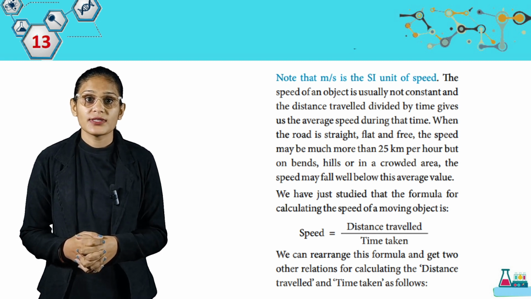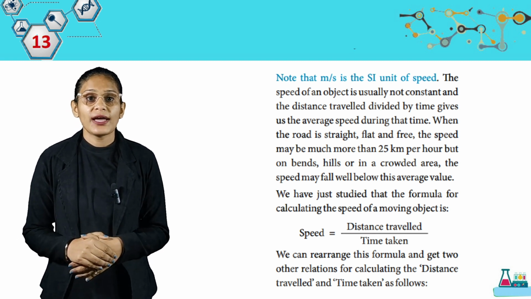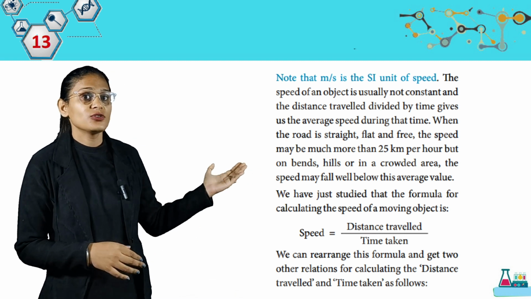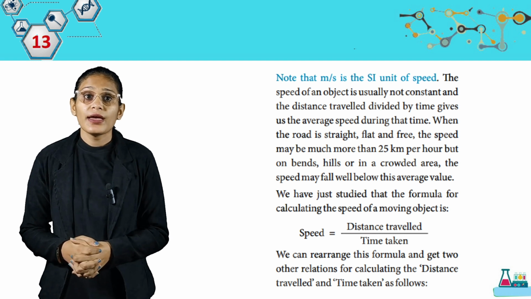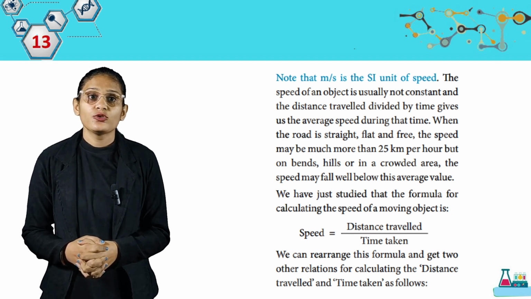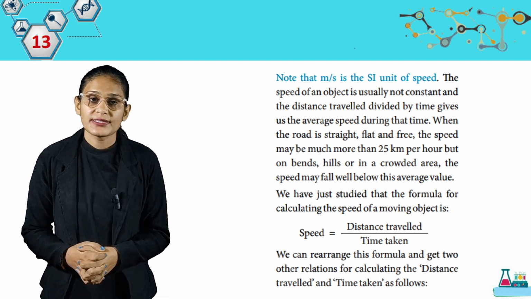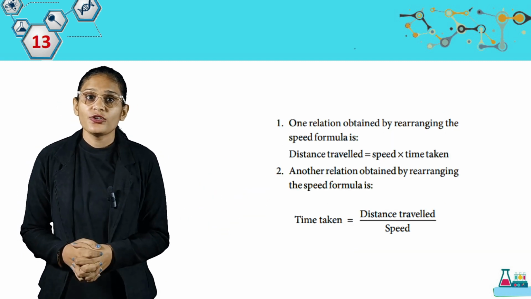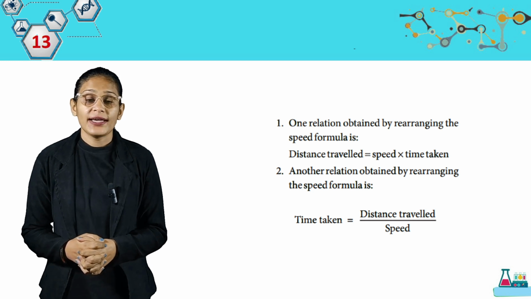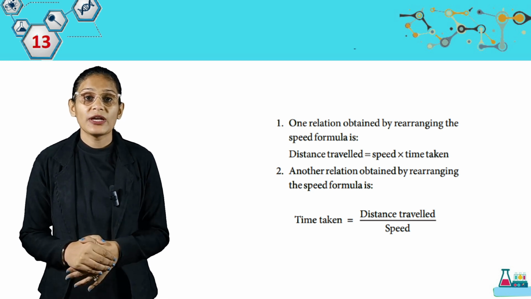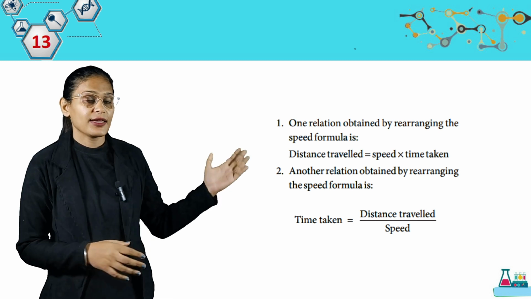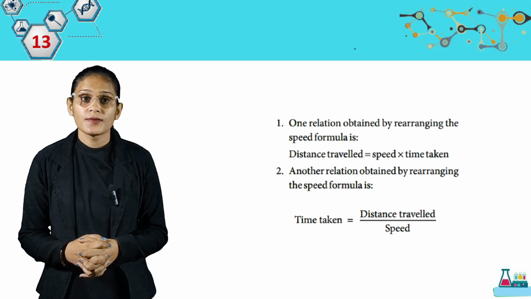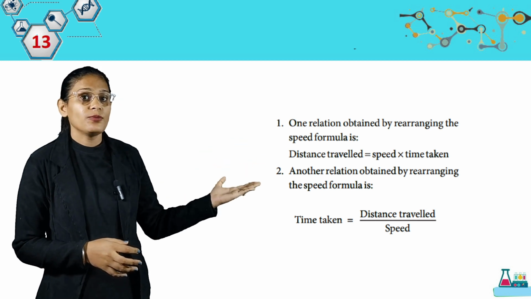We have just studied that the formula for calculating the speed of a moving object is speed equals distance traveled divided by time taken. We can rearrange this formula and get two other relationships for calculating the distance traveled and time taken, as follows. The first relation, obtained by rearranging the speed formula, is distance traveled equals speed multiplied by time taken. The second relation is time taken equals distance traveled divided by speed.